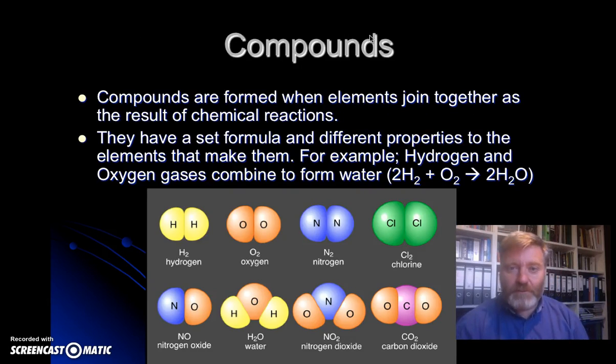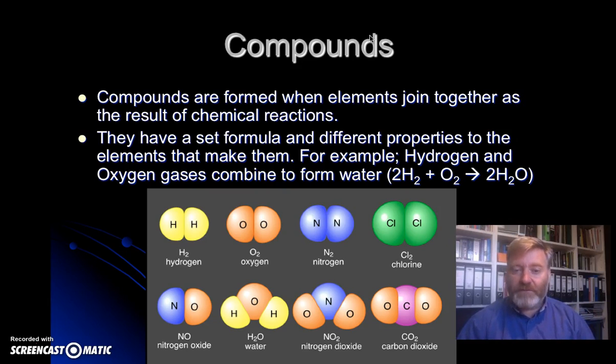So elements normally don't hang around as pure elements. They tend to hang around in molecules, which are the smallest units of a compound. So in our table here, we've got compounds that are made of one type of atom only. So hydrogen, oxygen, nitrogen, and chlorine exist as elements, but in our world, we call them compounds because they don't exist as single atoms. They exist as compounds of many atoms. And then, of course, we've also got compounds which form between different types of atoms. And so that little diagram there's got nitrogen oxide, water, nitrogen dioxide, carbon dioxide, carbon monoxide, all those sort of things that we're quite used to hearing about.